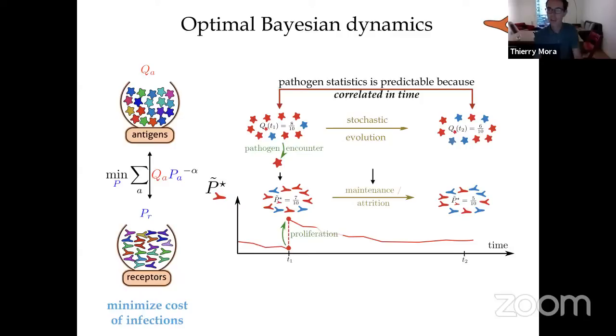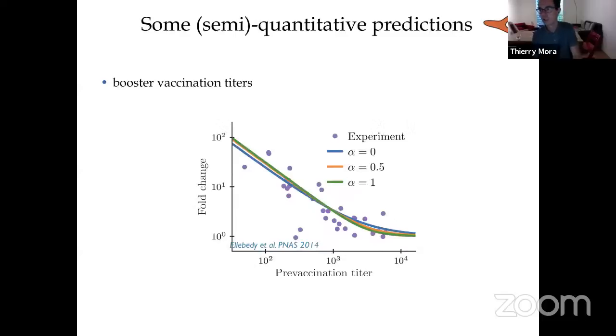So this is a very, at this point, qualitative prediction. I mean, it's a post-diction, if you like, right? It's kind of baked into the model. Another prediction is that this memory should decay with time as the knowledge of the encounter becomes obsolete because pathogens evolve. So you can then do semi-quantitative predictions, right?